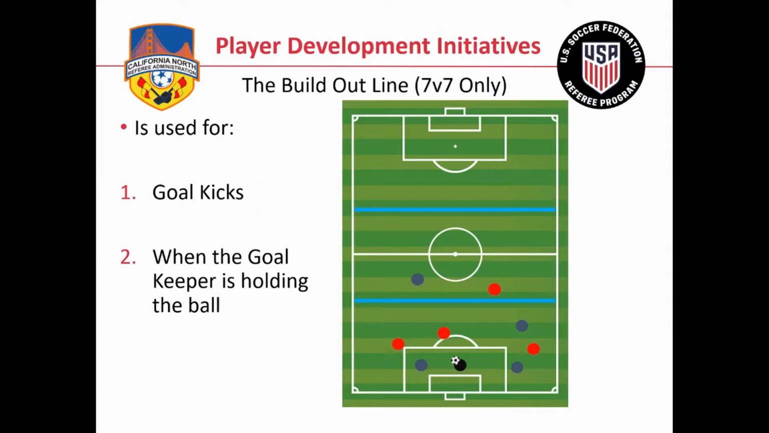So I'm wondering, is it an offense for the defending team if they pass the ball to one of their players that's outside the build-out line? So in this scenario, let's say I'm going to draw on my scoreboard here. Let's say instead of the goalkeeper passing to his teammate, he decides to pass over to here and throw it all the way to that guy. Is that what you're asking?